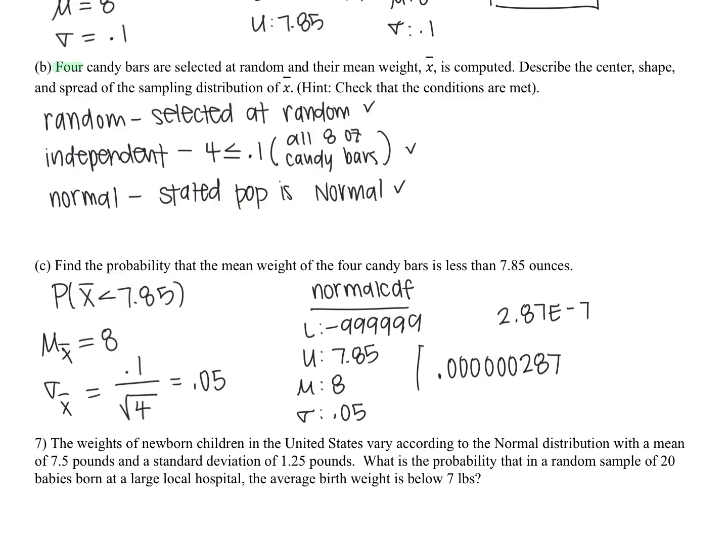0.000000287. So we can see increasing our sample size from 1 to 4, which only decreased our standard deviation by half, affected our probability pretty significantly, which is why we always like to do sampling distributions and have sample sizes that are large instead of looking at a single one.